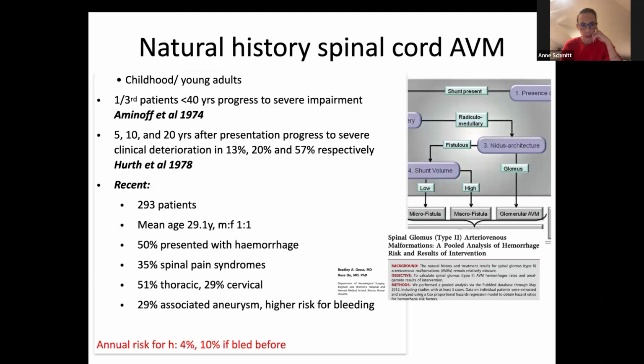So yeah, we also discussed that in the past. The natural history of spinal cord AVMs is quite grim. Annual risk for hemorrhage is 4%, and if a patient has bled already, 10%. So yeah, I think we pretty much covered that.